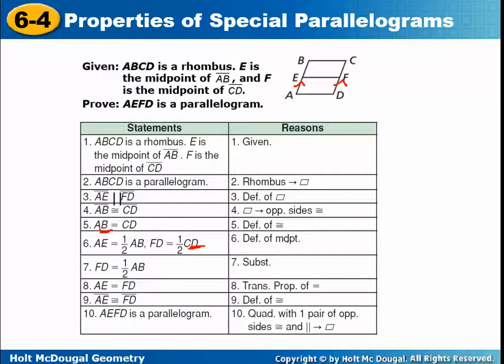Well, if AB is equal to this, and, no, wait, maybe I have to do FD is equal to this. See, they're the same thing. So by the transitive property, you can say that AE is equal to FD. And that means that segment AE is congruent to segment FD because of definition of congruence, which then lets us know that this is a parallelogram because it's a quadrilateral. It's got 4 sides. It has one pair of opposite sides congruent. We just found that. And parallel, which we said right here. So therefore, it is a parallelogram.